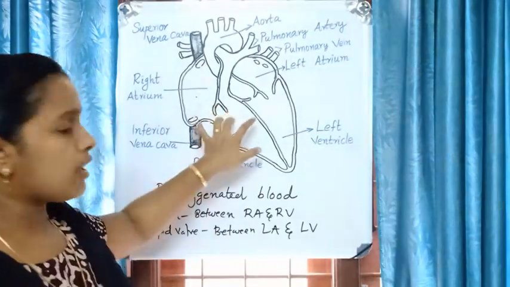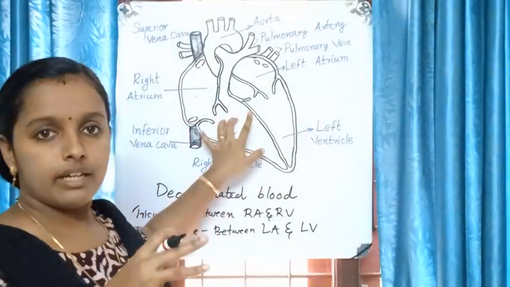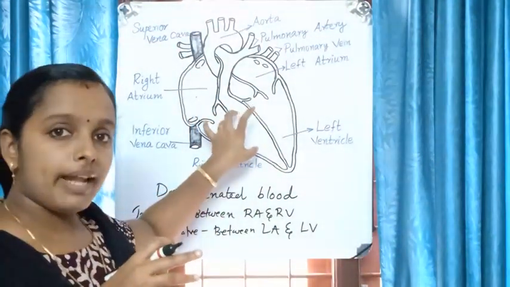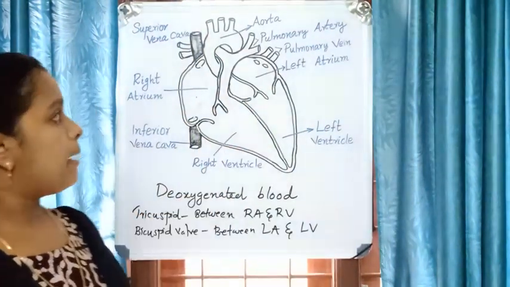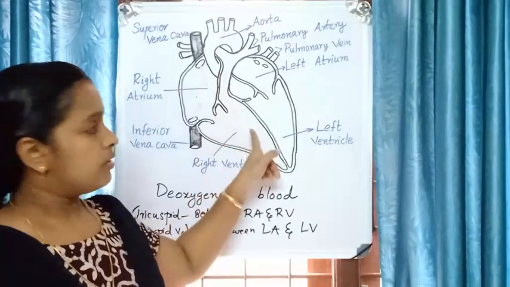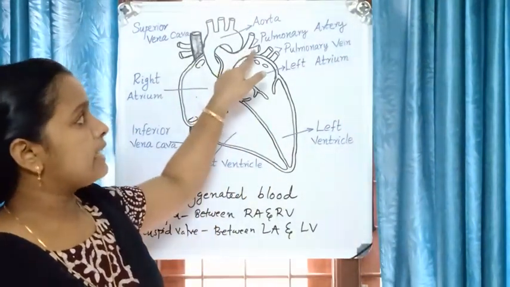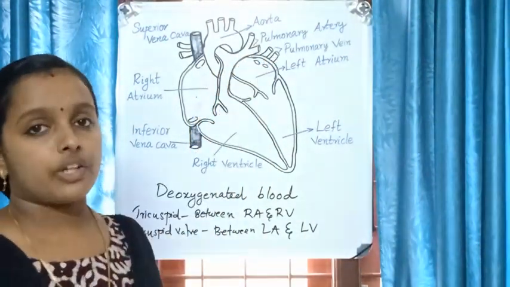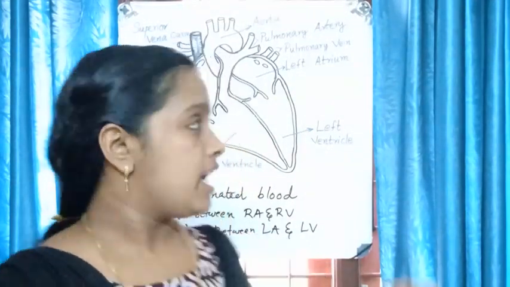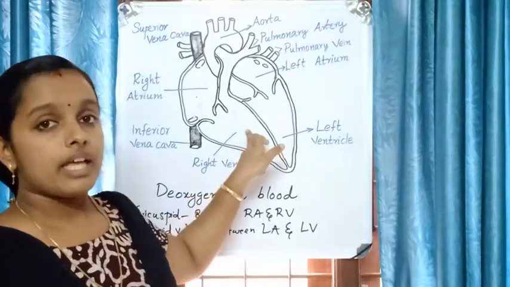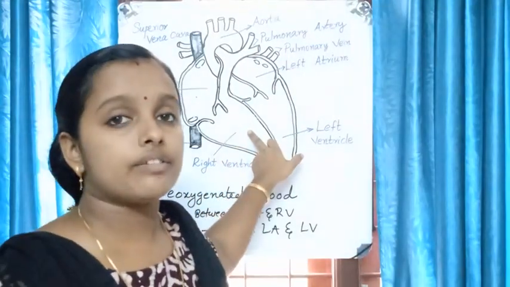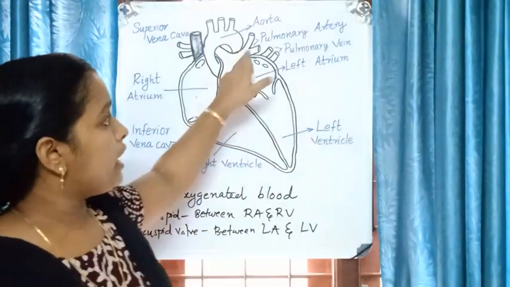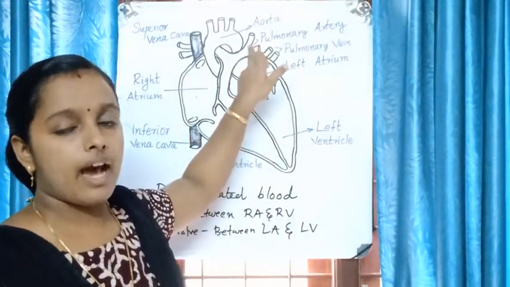Here it is, carbon dioxide rich blood. So they want to purify the blood with oxygen. From this side, the blood will move through this blood vessel, the pulmonary artery. From here, the deoxygenated blood, that is carbon dioxide rich blood, will move into the pulmonary artery.